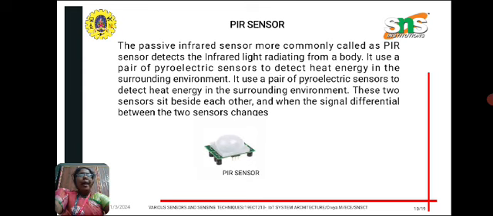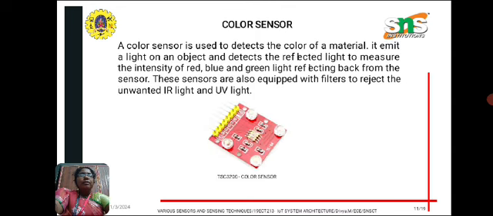PIR is a passive infrared sensor commonly used to detect the infrared light radiating from a body. It uses a pair of pyroelectric sensors to detect heat energy in the surrounding environment. The sensors sit beside each other, and it detects when the signal differential between the two sensors changes.